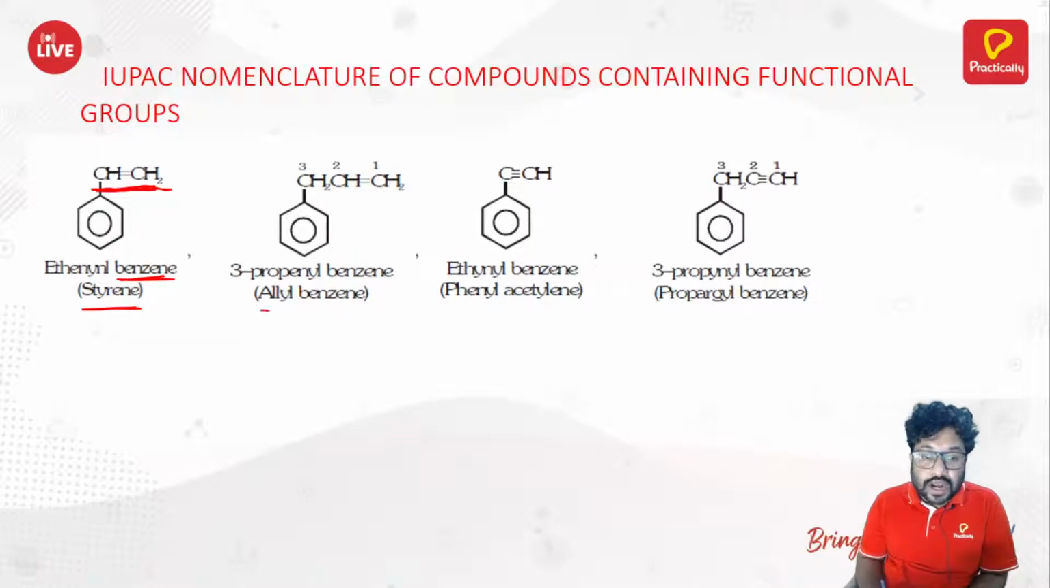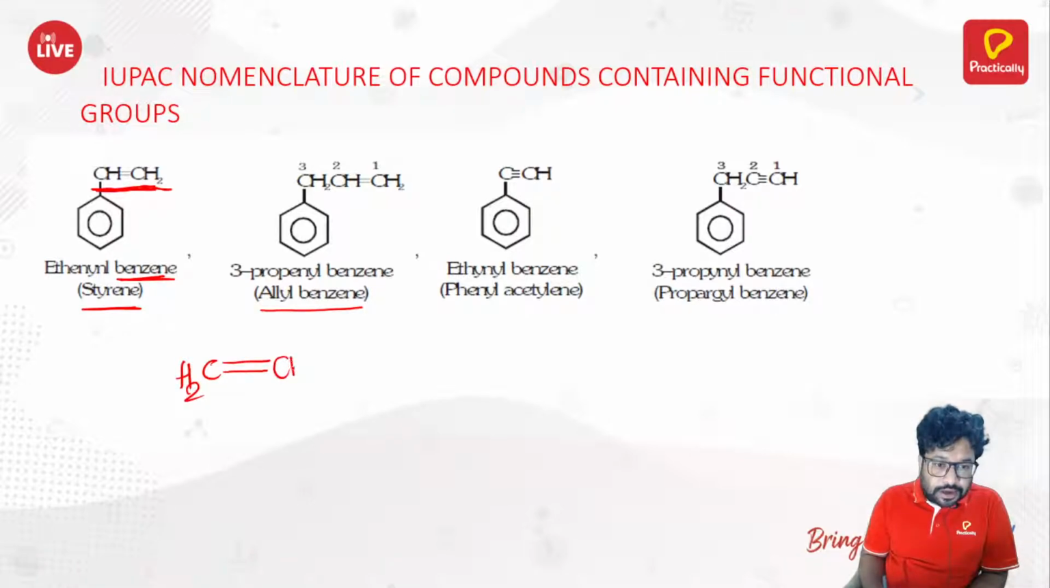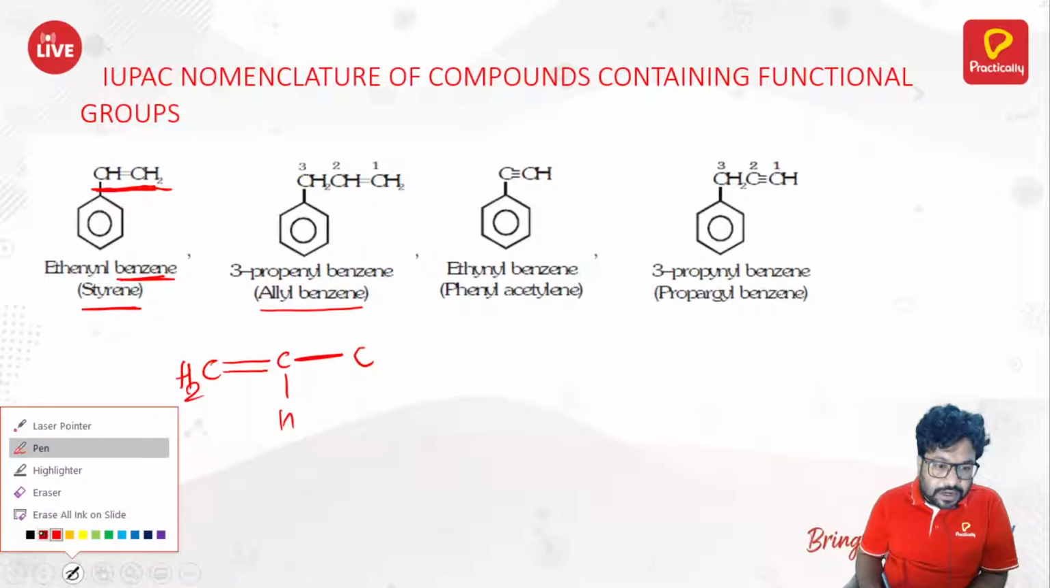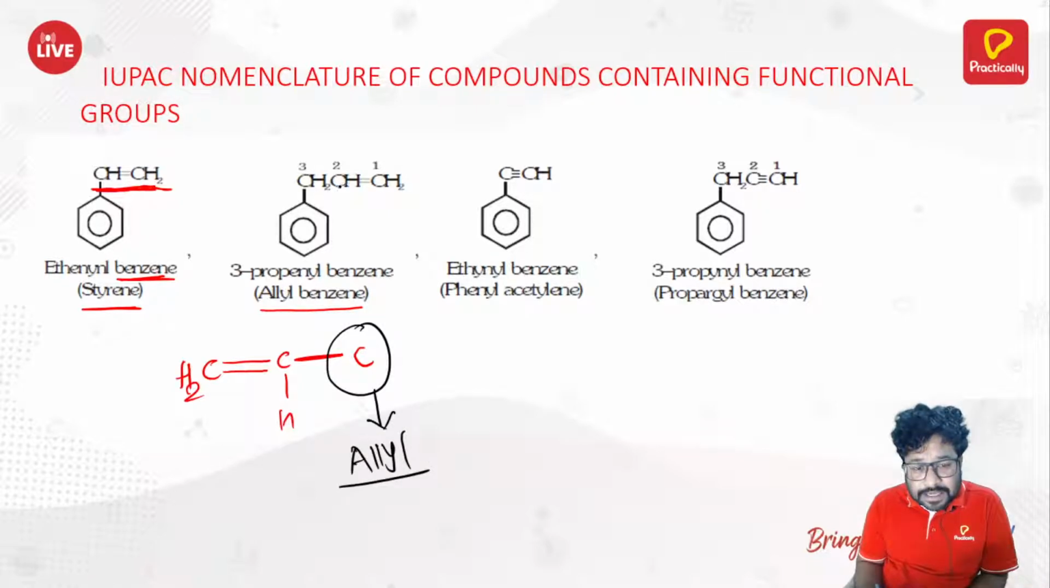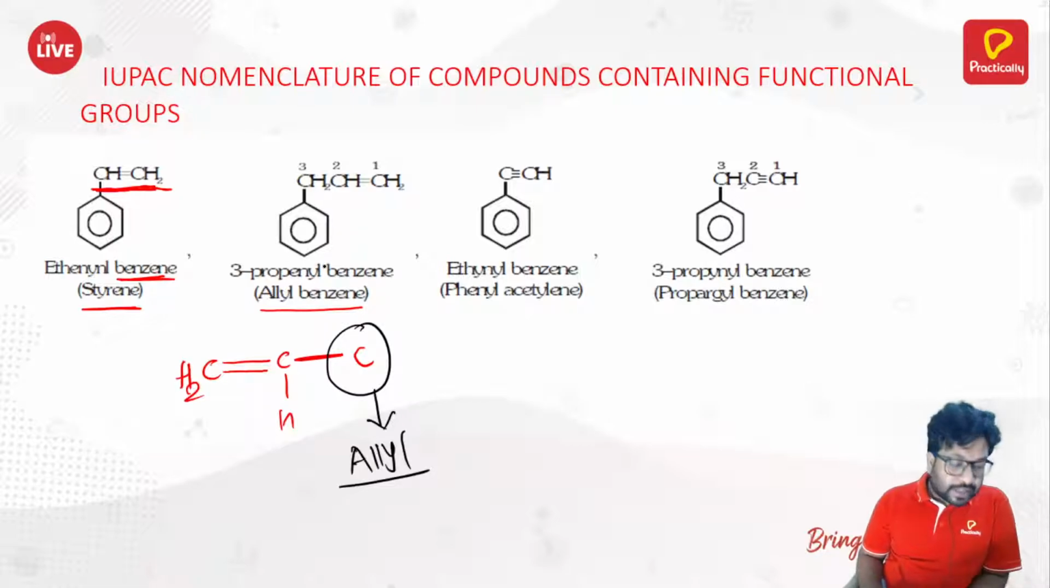Similarly here, 3-propenyl benzene. Now here, this is also called allyl benzene. Now let me tell you what is meant by allyl. See, you have a doubly bonded carbon like this, CH2=CH. Now this position of carbon just outside the doubly bonded carbon, this is called allyl. You can see here, this is the first carbon, second carbon, third carbon, which is just outside the doubly bonded carbon. So that carbon is attached to the benzene ring. That is why it is also called allyl benzene.